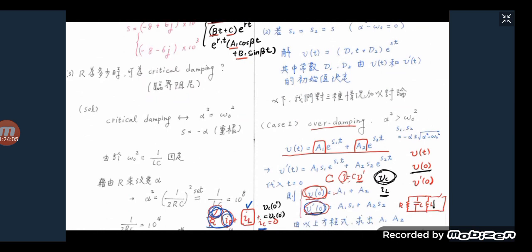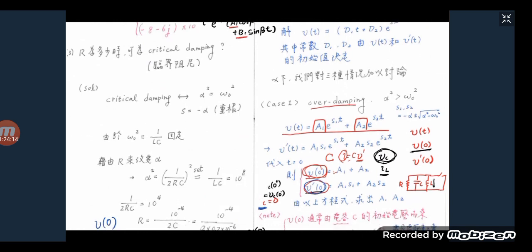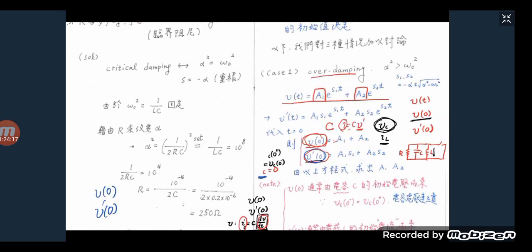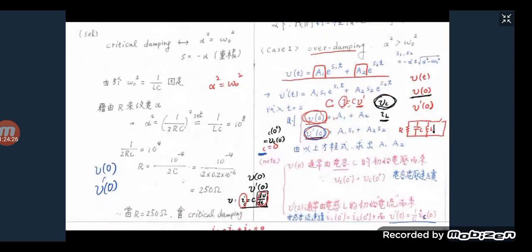The next one we would like to see is how much the value of R will determine the critical damping. When critical damping happens, alpha squared is equal to omega 0 squared. So here you can find that when R is equal to 250 ohm, we will have critical damping. Any questions? I think it's just numerical calculation. Any questions?